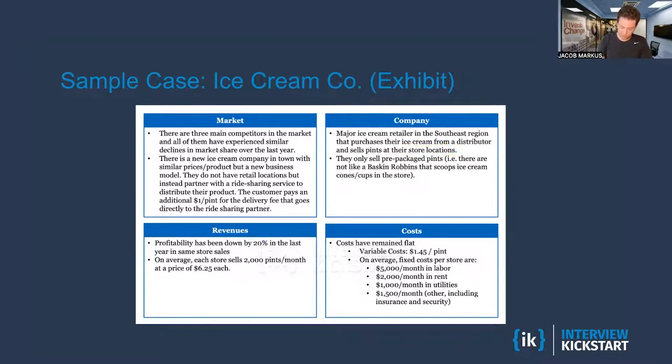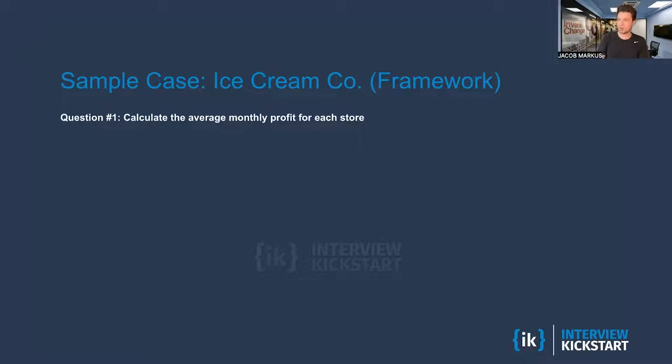Revenue's down 20%. We already knew that. On average, each store sells 2,000 pints per month at a price of $6.25. Okay, so that's P times Q, we could probably solve for revenue, but let's not just start multiplying numbers. Cost side, variable costs and fixed costs. Okay, so let's keep this handy somewhere. And then the next question is actually to calculate the average monthly profit for each store. So you can flip back and forth between these slides. If it's helpful, pause this first and try to do it yourself. But let's write it out and do it together.